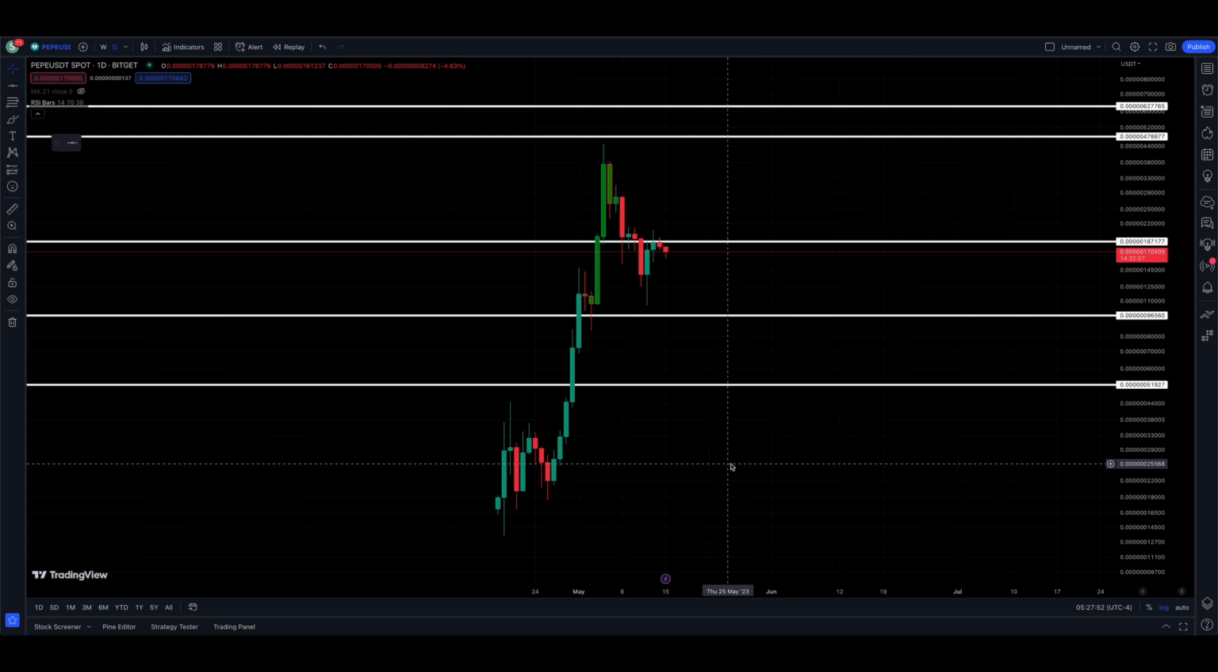TradingView. TradingView.com, guys. Here is a daily chart of PEPE. Got a couple levels I want to talk about on the chart. Two different scenarios, bullish, bearish.